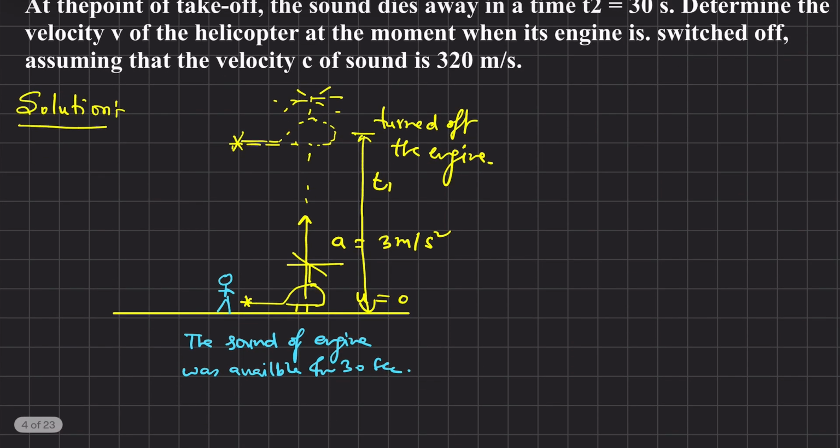Now what they are saying further: determine the velocity of the helicopter at the moment when its engine has been switched off. Determine the velocity of the helicopter at the moment when the engine is switched off, assuming that the velocity of sound is 320 meter per second. So sound velocity is given to you as 320 meter per second.